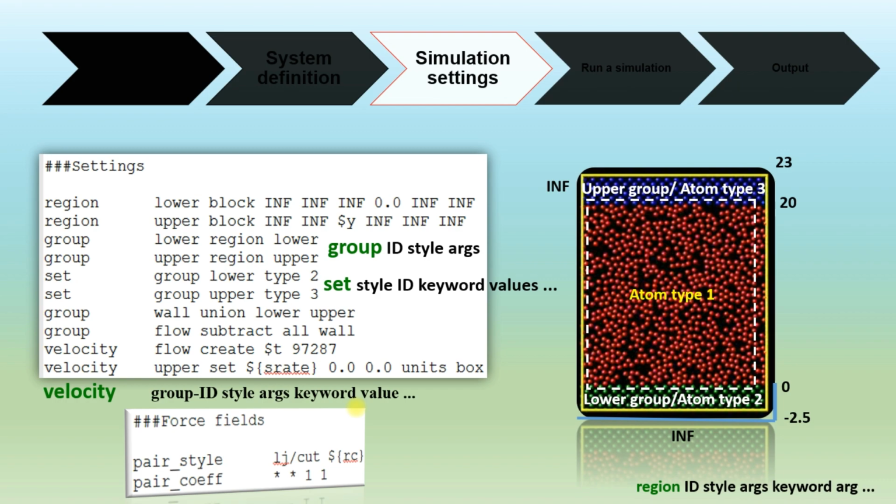Pair style defines the type of interaction between the particles, meaning how they are going to react with each other. And RC is a variable we have already defined. It defines the cutoff, and pair coefficients are defined as 1 1. Here 1 1 is in LJ units, and star star means any interaction with any other atoms. Anyone interacting with anyone is defined here as star star.